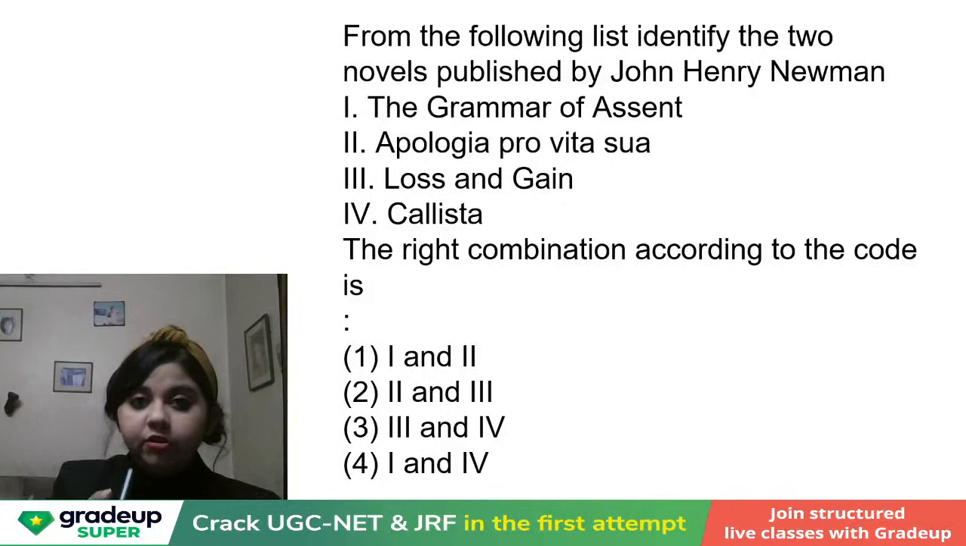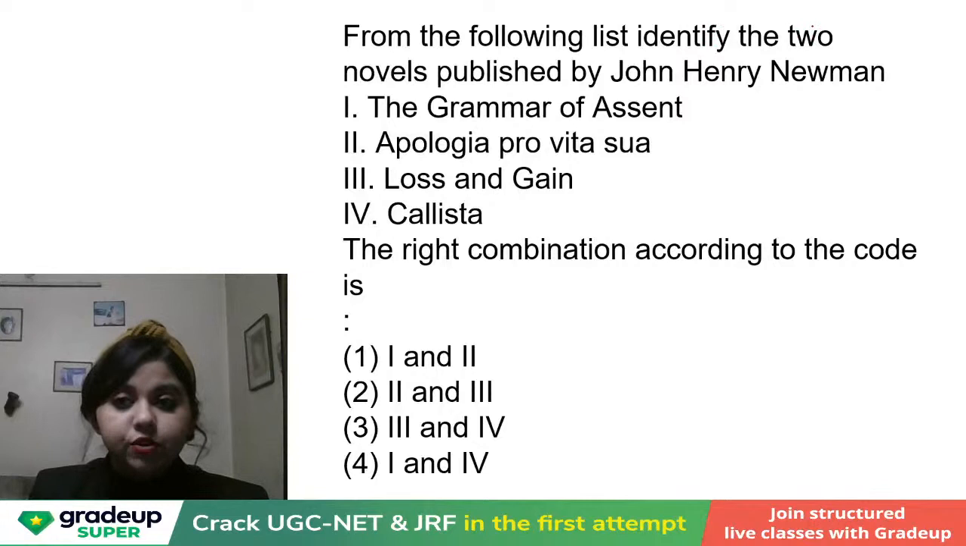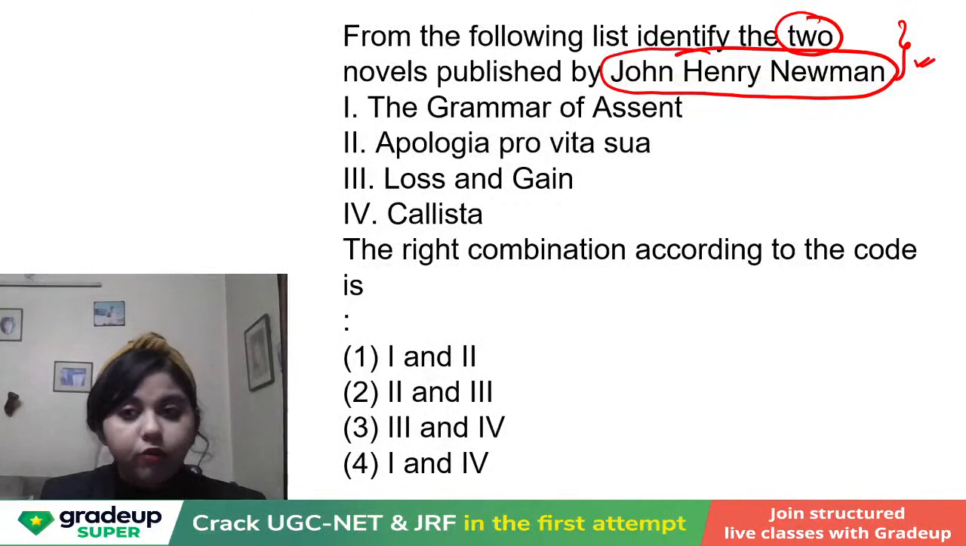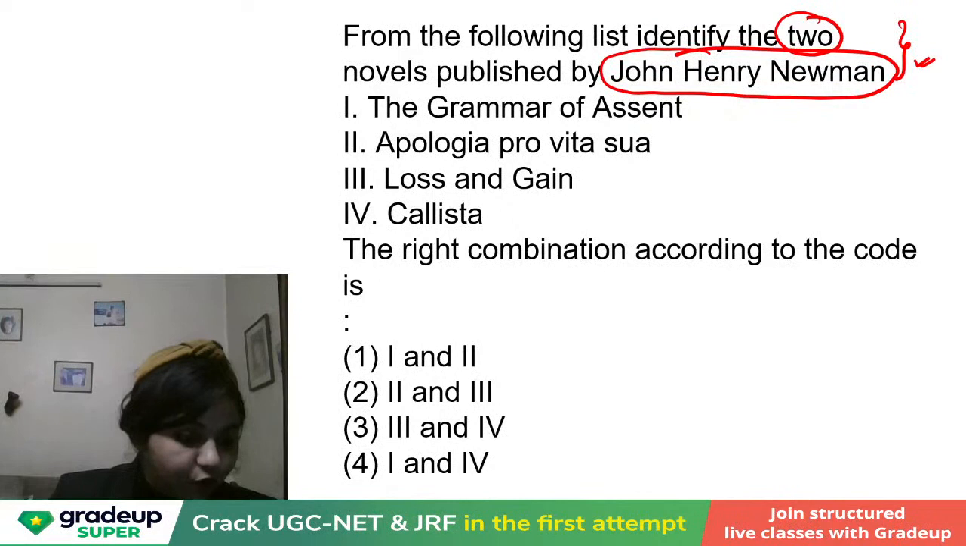From the following list, identify the two novels that were published by John Henry Newman. What are the names of the two novels that were published by John Henry Newman? Okay. So who is, first of all, John Henry Newman?